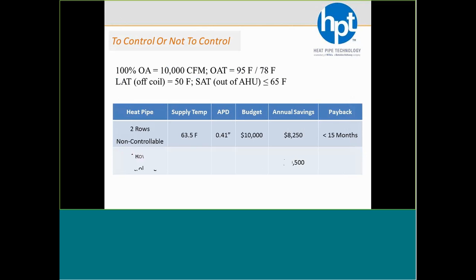But if you want to capitalize and optimize your savings, then not just add the rows, but make it controllable so you don't get too hot on those peak days. And the first thing I want you to notice is that before, when we did four rows and non-controllable, we were heating up to a little over 70 degrees.